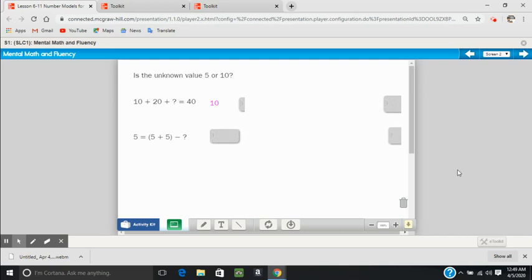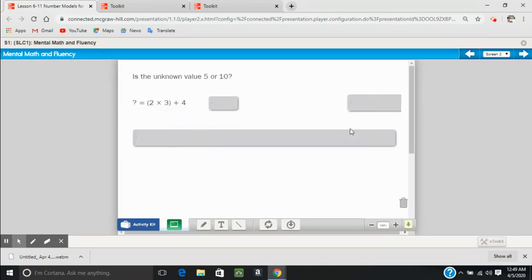How about this one? 5 equals, in parentheses, 5 plus 5 minus question mark. And the answer there is 5. 5 plus 5 is 10. 10 minus what equals 5? Well, that's 10 minus 5 is 5.